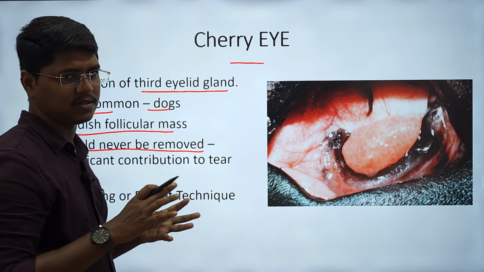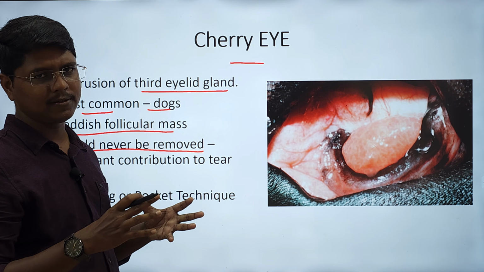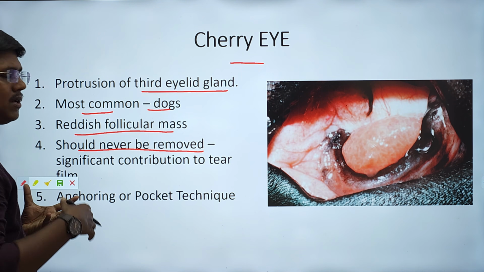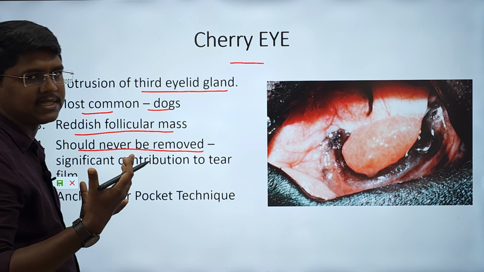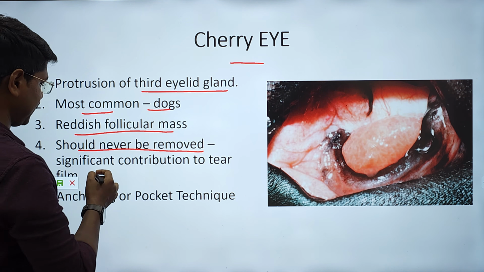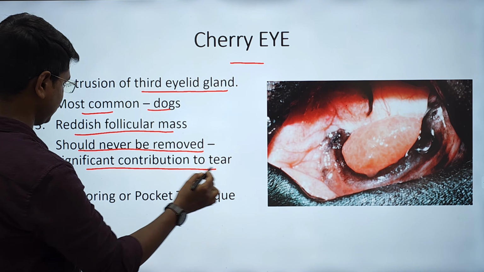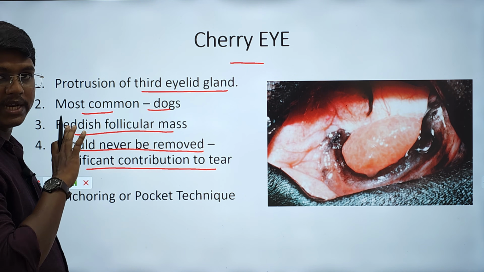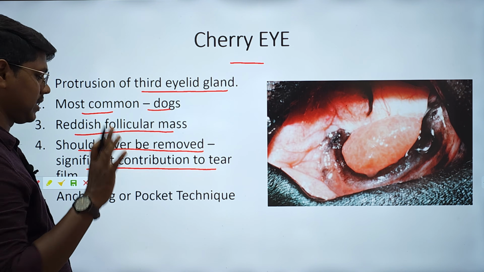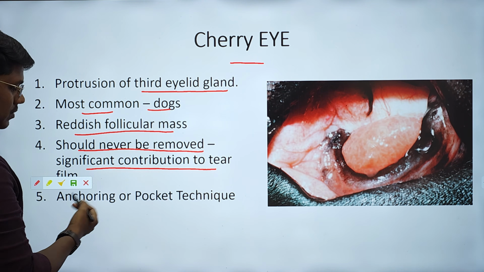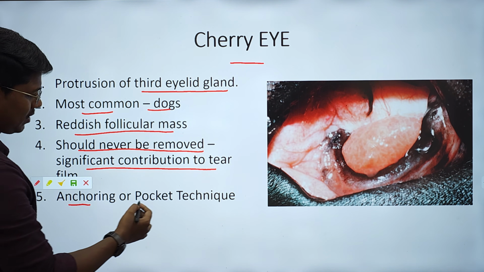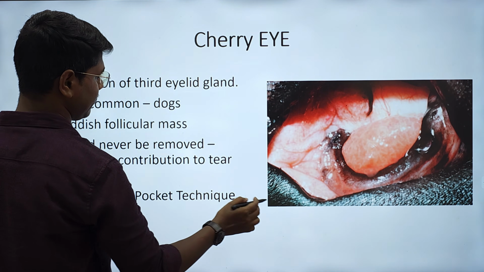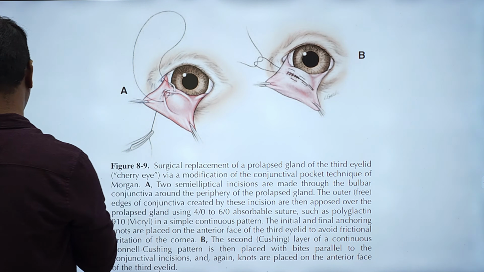Many times I have seen surgeons removing the gland. It should not be removed because it may cause dry eye, which later may result in KCS, keratoconjunctivitis sicca. It has a significant contribution to the tear film, so it should never be taken out. It can be corrected with two techniques, the anchoring technique or the pocket technique. We'll see first the Morgan pocket technique.